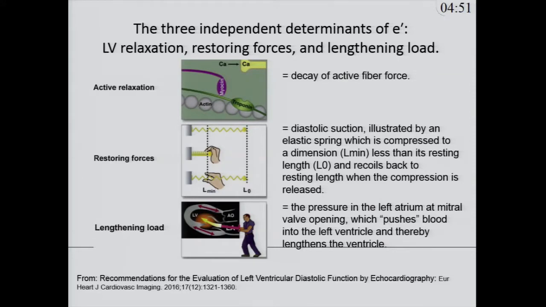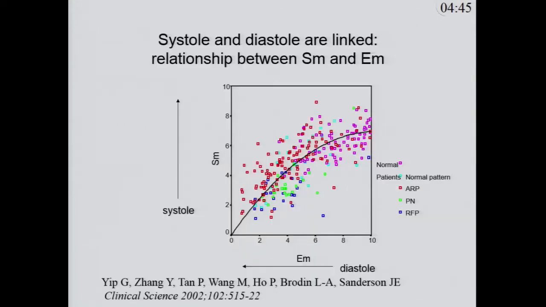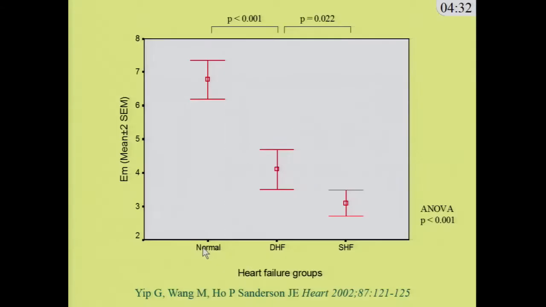Okay. And this lengthening load is actually the atrial pressure, which is more important with atrial systole than early diastole. And systole and diastole are linked. If you look at S prime and E prime, they're very closely linked. And we did this study a long time ago in Hong Kong.